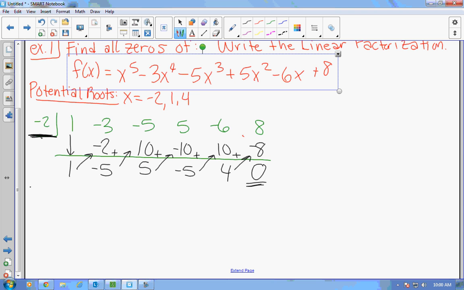What does this tell us? That it is a real root. So we found one. I'm going to put a check mark. That means it works. X equals negative 2 is an actual x-intercept.